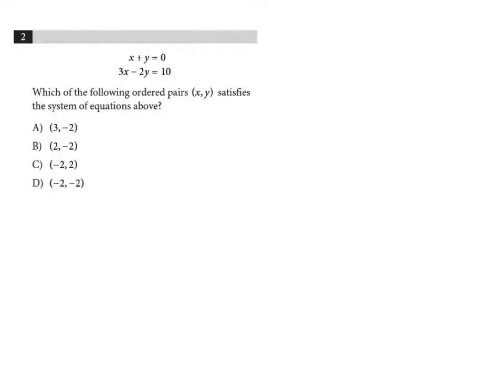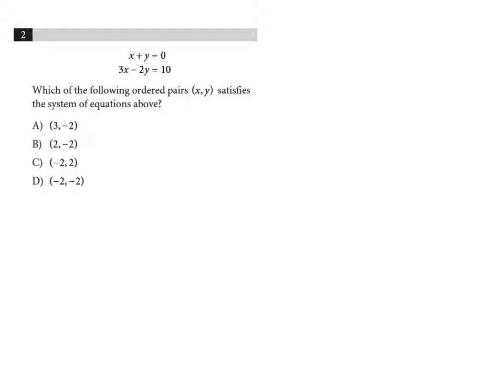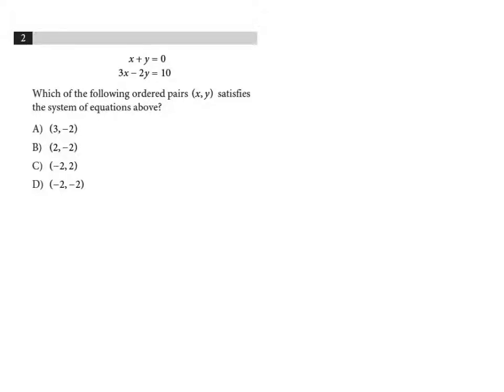Okay, next we have: which of the following ordered pairs satisfies the system of equations above? For this, I'm going to use elimination, or sorry, substitution, I think, and I'm just going to substitute for y. So I'm going to solve the first one for y just by subtracting x from both sides. And then I'm going to substitute that back into the second equation here.